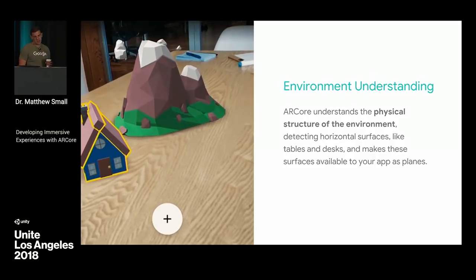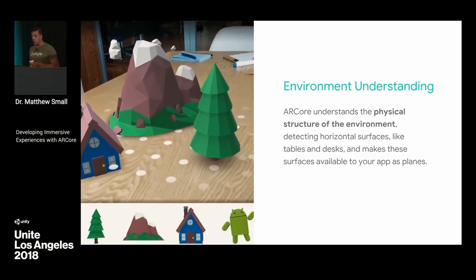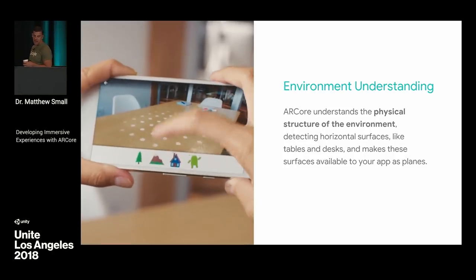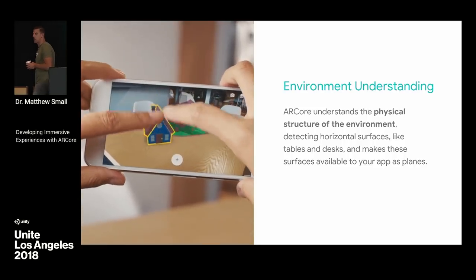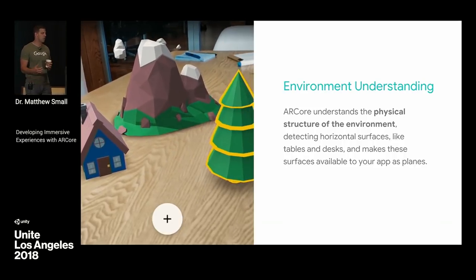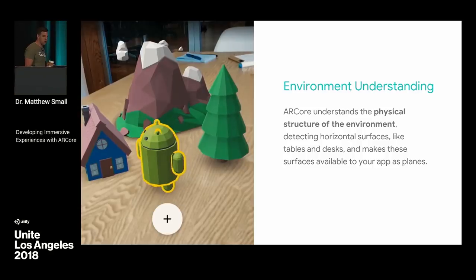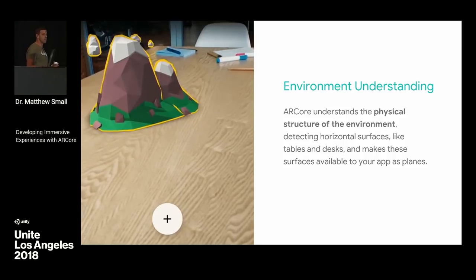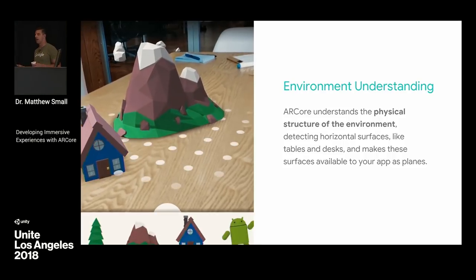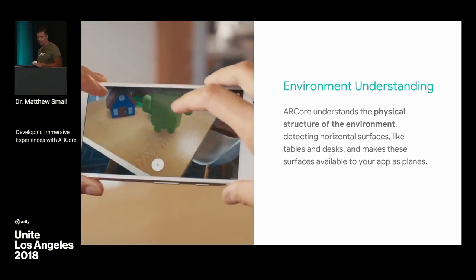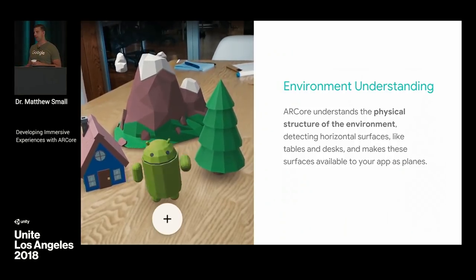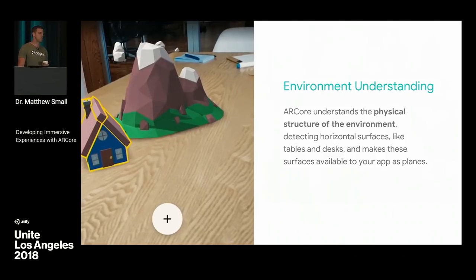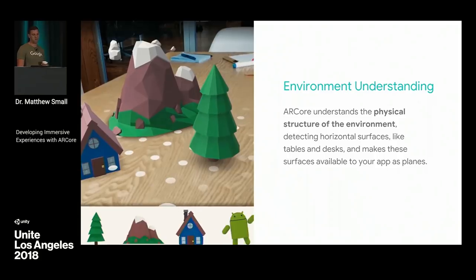Another feature is environmental understanding, which attempts to understand the physical structure of an environment and present that information to developers in an intuitive way. This includes horizontal and vertical plane finding, as well as a feature point cloud that gives you sparse depth information about the environment that ARCore is running in. This can be used to place physical objects in the virtual environment or understand how to set up your game in that physical environment.